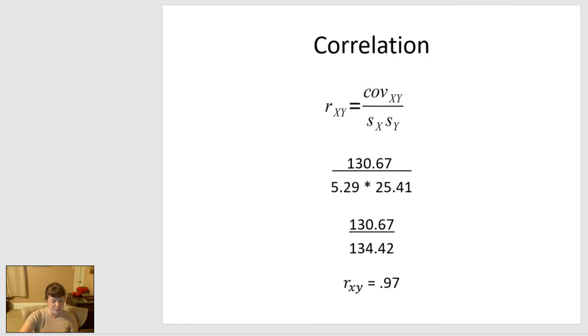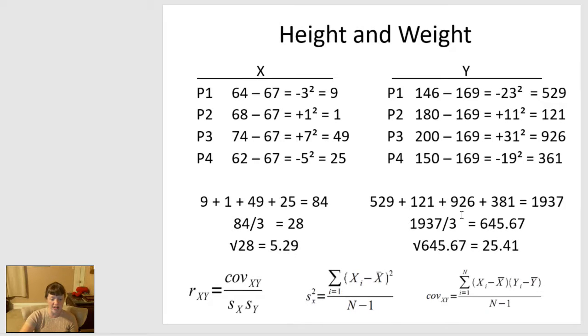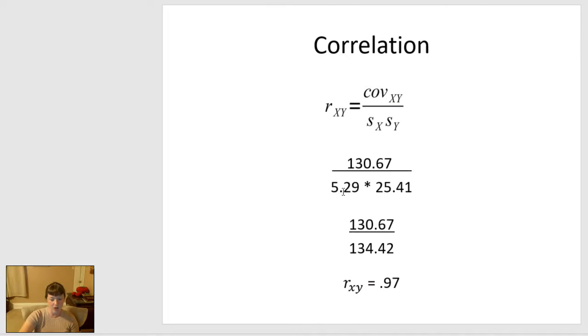Then I followed these procedures to get the two standard deviations, which is just review. We've done it a bunch of times, right? So I've got the standard deviation for x and the standard deviation for y. So now I plug those into the equation. I take 5.29, which was the standard deviation for x. I take the standard deviation for y, and I multiply them together. 5.29 times 25.41 is 134.42. Now I take the covariance, 130.67, and I take the product of the two standard deviations, and I divide.